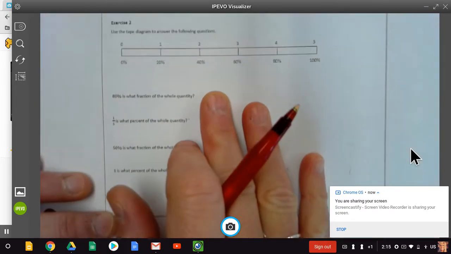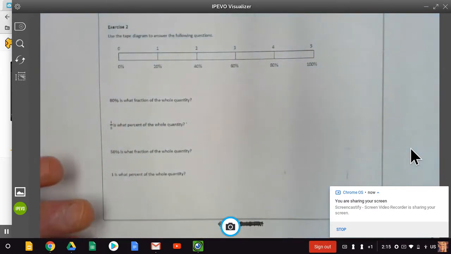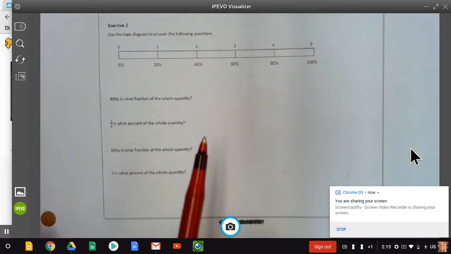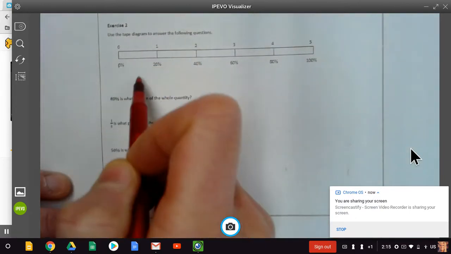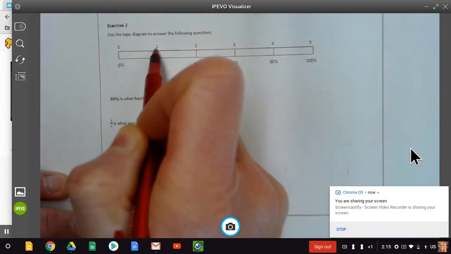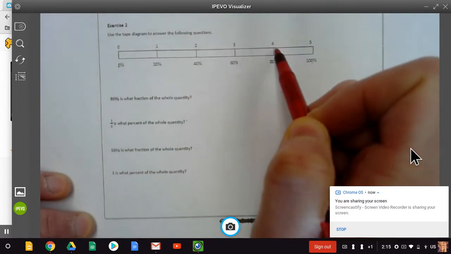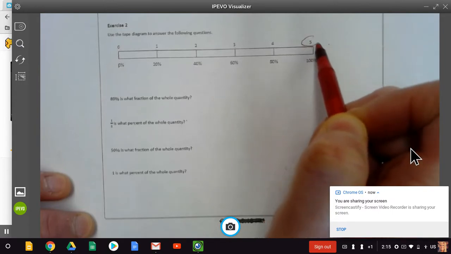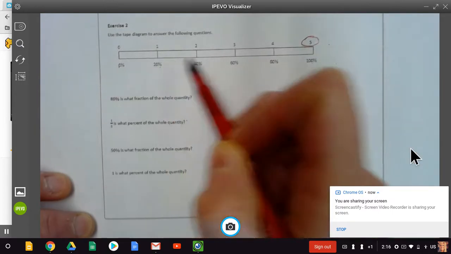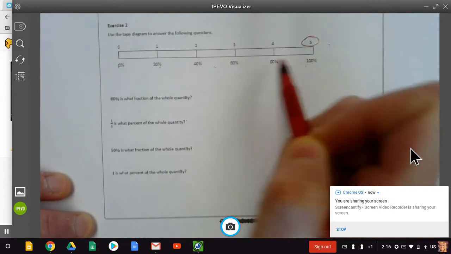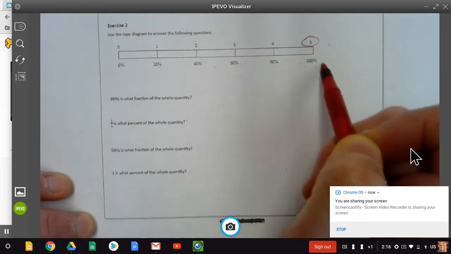Okay, next problem. It says, use the tape diagram to answer the following questions. So if you look here, this is 0, and these are percents. This is 1 part out of 5, 2 parts out of 5, 3 parts out of 5, 4 parts out of 5. You have to remember that it's out of 5. Down here, 20% out of 100, 40% out of 100, 60% out of 100, 80% out of 100.